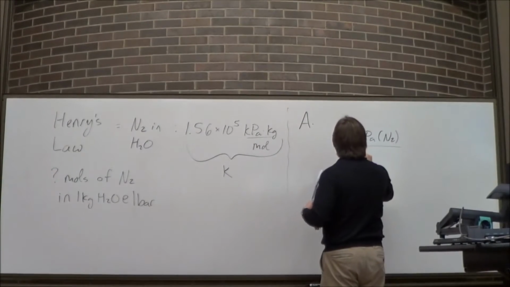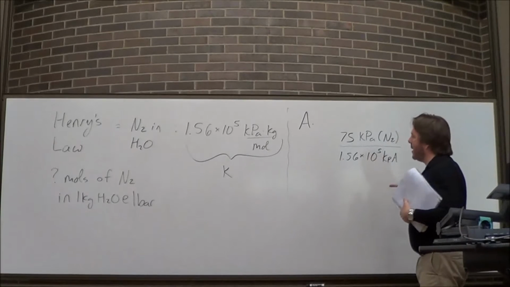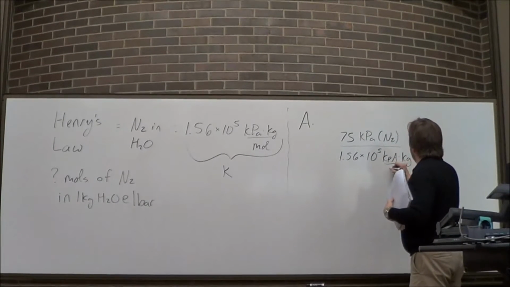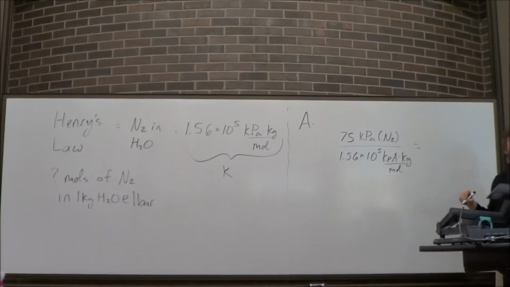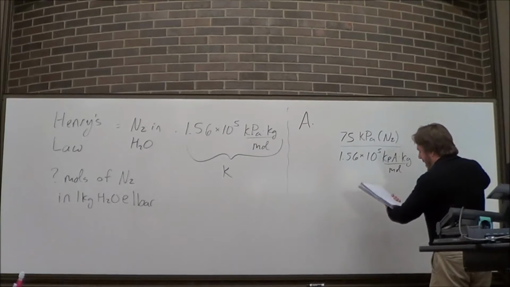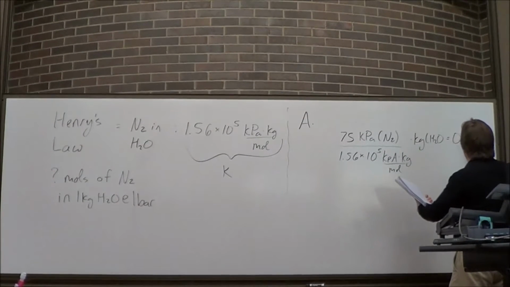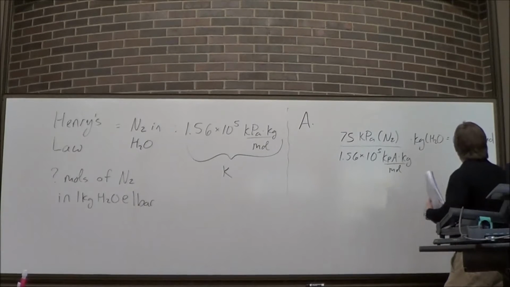So 1.56 times 10 to the 5. Notice that my pressures have canceled, and now I've got the answer. Is that right? Now remember, I'm supposed to end up with moles of N2. Have I? No. I need to multiply by 1 kilogram H2O. And this is, by the way, a very small number, so use your calculators. I don't like a bunch of zeros, so this is 0.048 millimoles of N2.